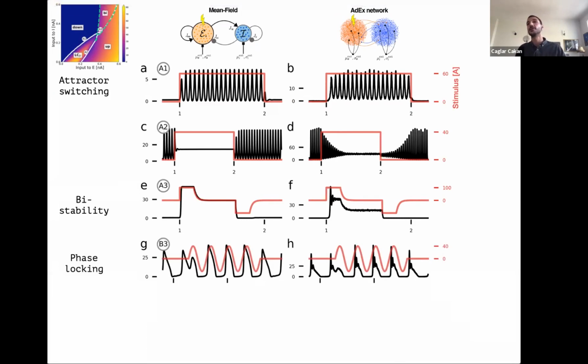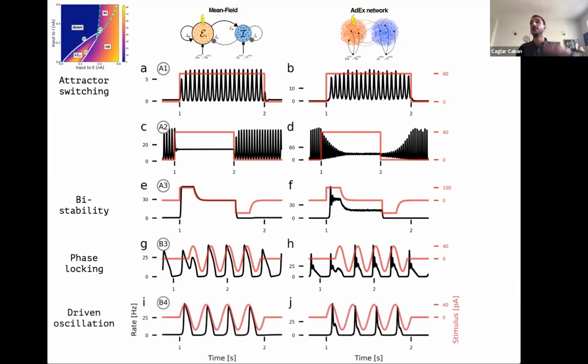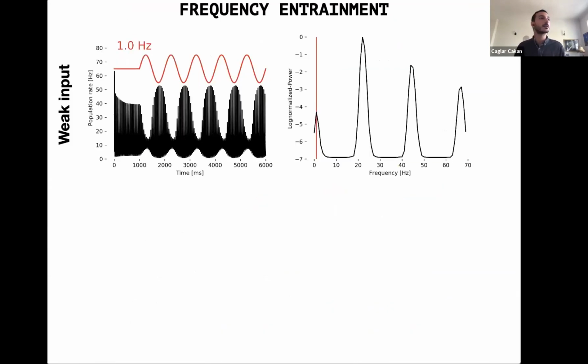You can have phase locking. So if there's an oscillation going on and you input an oscillation, then you will have interaction of these oscillations. And you can also drive oscillations with an oscillatory stimulus. So I'll quickly talk a bit more about the oscillatory stimuli, what they can do. And now in this example, the population is oscillating at 25 Hertz.